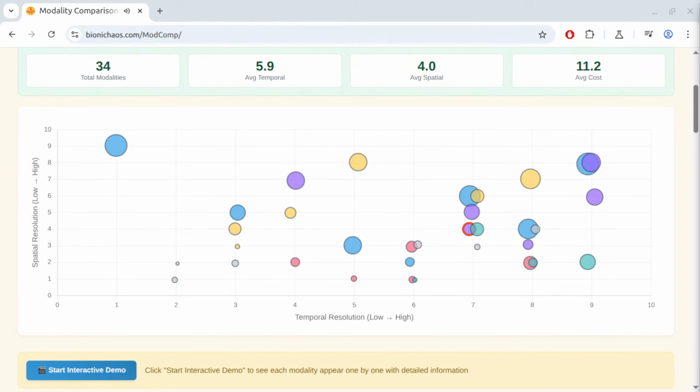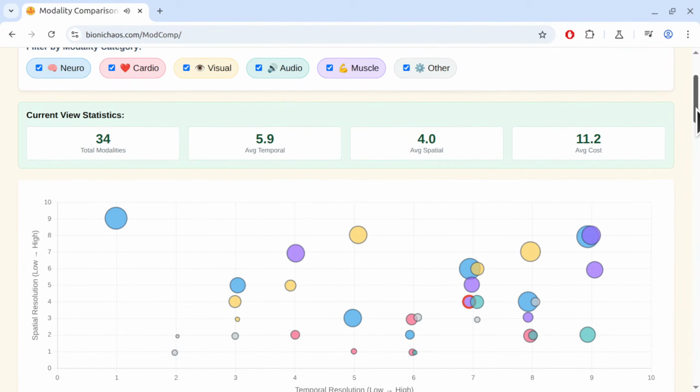And you see this everywhere, not just in brain imaging. Oh, absolutely. Take video cameras. You've got your basic webcam, 3 temporal, 3 spatial, 4 cost, basic tracking. Then you jump to a high-end 4K camera, maybe 5 temporal, 8 spatial, 16 cost.